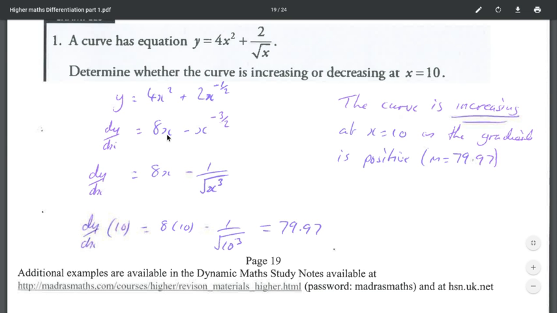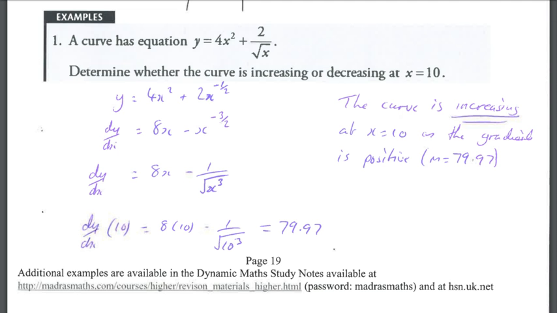Power to the front, reduce the power by 1. Negative 1/2 multiplied by 2 is negative 1. Reducing the power by 1: negative 1/2 minus 1 whole is negative 1/2 minus 2 halves, which is negative 3 halves.